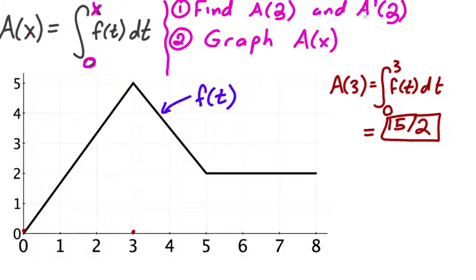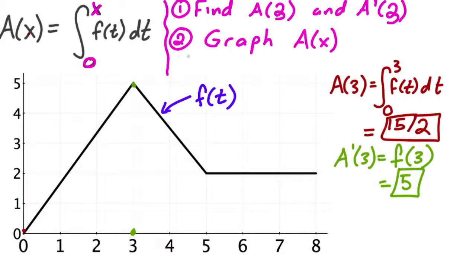Now to find the derivative of that function at 3, we have to use the fundamental theorem of calculus, which basically says the derivative at 3 is equal to f of 3. So basically the value of this function evaluated at the x value. And so that one is even easier. That's just at 3, little f of t is equal to 5.